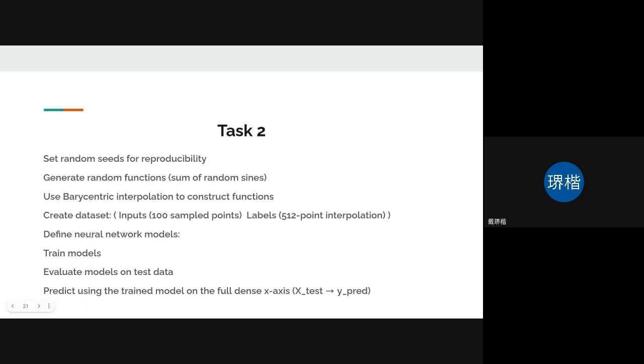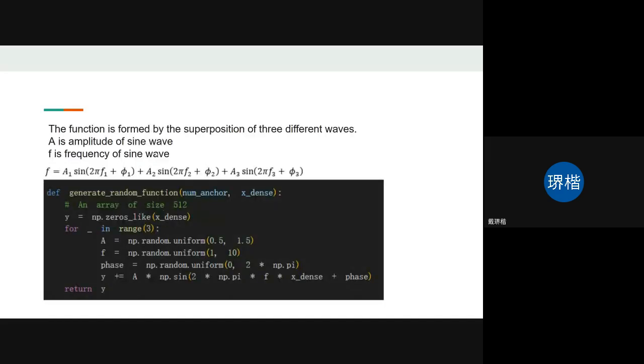Then we use the DNN model with ReLU and train the model, and evaluate it on the test set. Then this is the generate function. I use 3 sine waves; the function is formed by the superposition of 3 different sine waves. A is the amplitude of the sine wave, f is the frequency, and phase is the phase. Then this is the function in math formula.